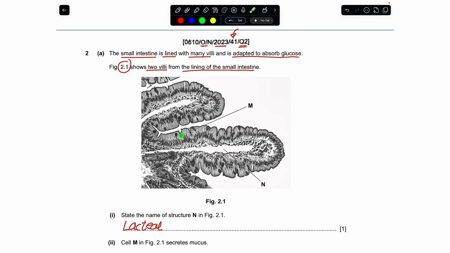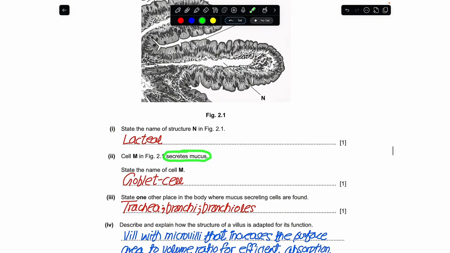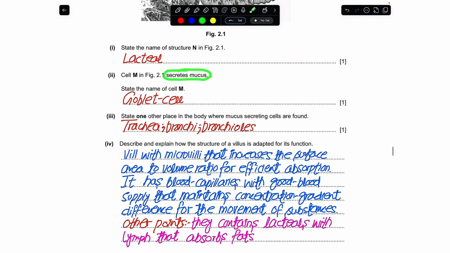So this cell here that I am marking for you, this is a goblet cell, and the role of this is to produce a slimy secretion, which is mucus. For 1 mark, they want you to state the name of the structure in the center, so this would be the lacteal. They tell you that cell M in figure 2.1 creates the mucus. So the mucus creating cell, we know this is the goblet cell.